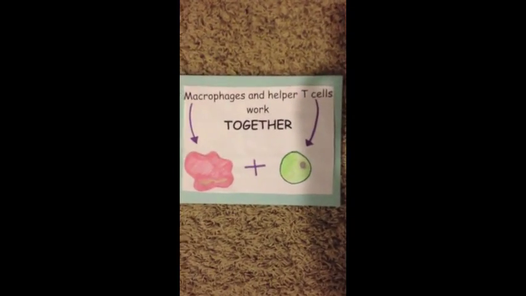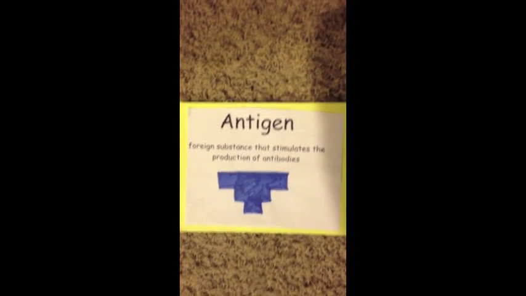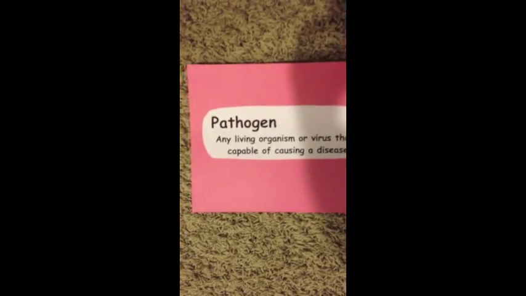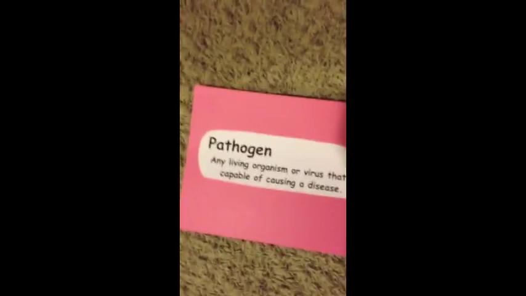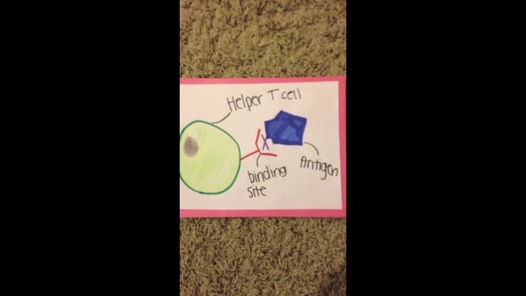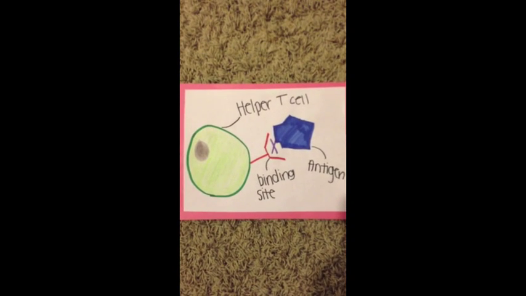The bacteria in your bloodstream are antigens, which are foreign substances that stimulate the production of antibodies by your immune system. An antigen is a protein on a pathogen. Helper T cells can't recognize an antigen by itself. This is because the antigen doesn't fit into the T cell receptor. So in order for the T cells to do their job, macrophages have to help out.